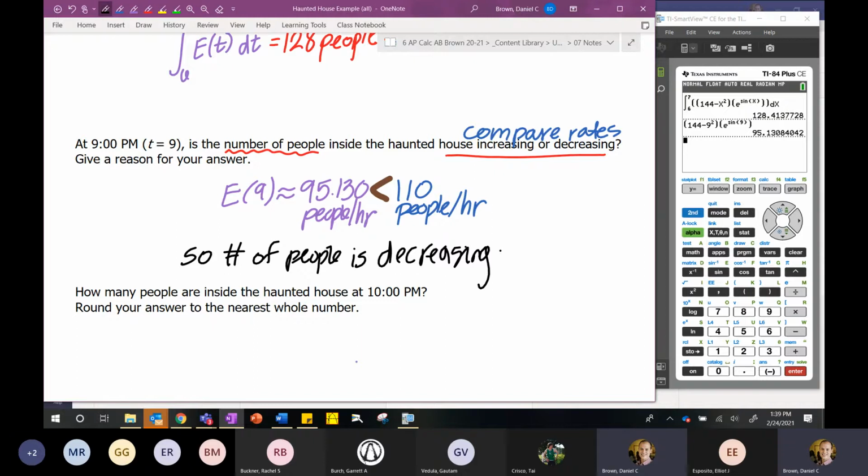Questions on that problem? And again, the big mistake I see on that one, whenever you see a question asking you for something increasing or decreasing, you want to make sure you're always comparing the rates, not the amount.